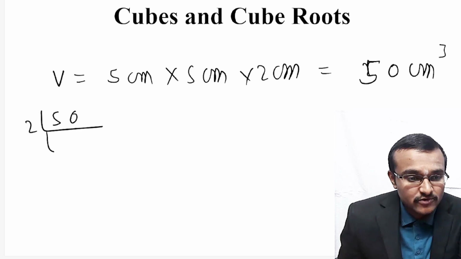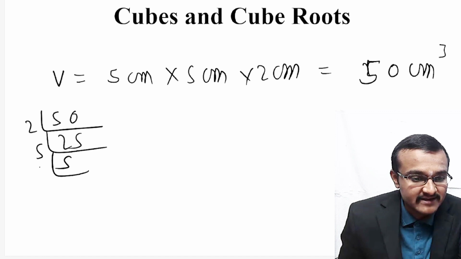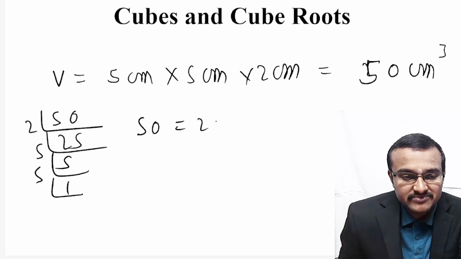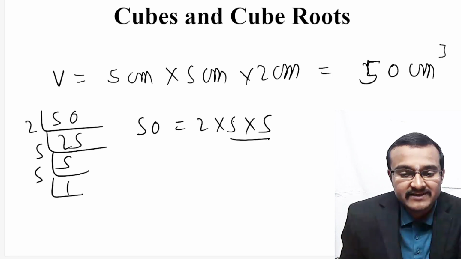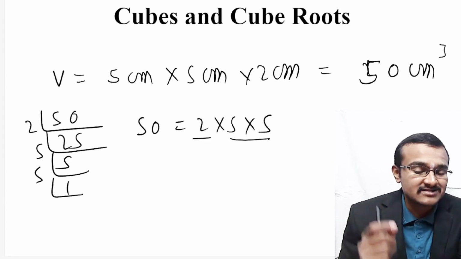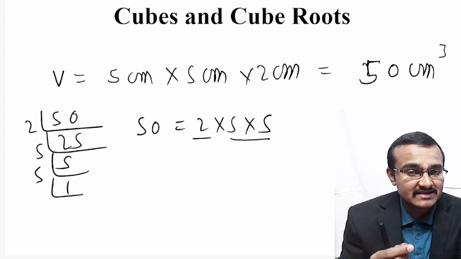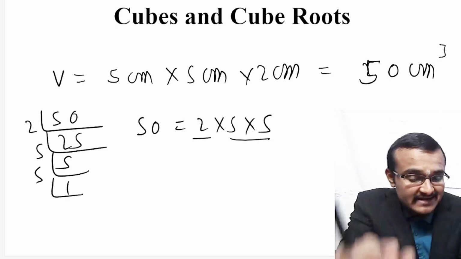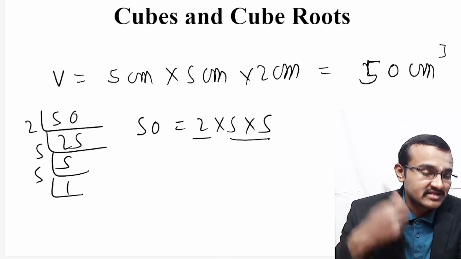So this can go with 2. When you use 2, you'll get 25. When you use 5, you'll get 5, 5, 1. So this 50 centimeter cube can be expressed as 2 into 5 into 5. Here 5 and 5 cannot group with each other because there is no one more 5 which is required. And this 2 also cannot group with any others because 2 doesn't have another two 2's so that this particular 2 can group with them.